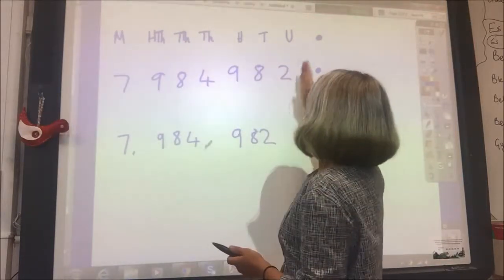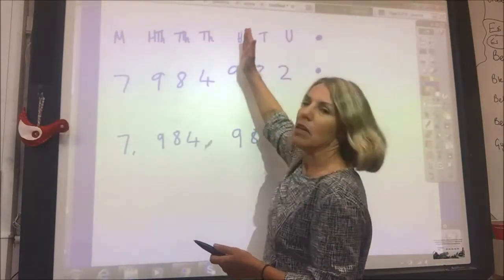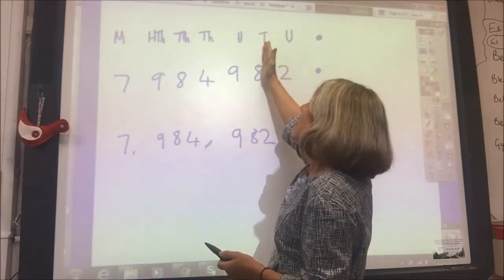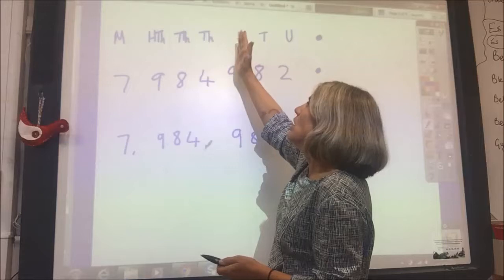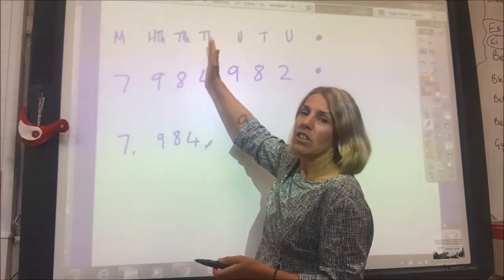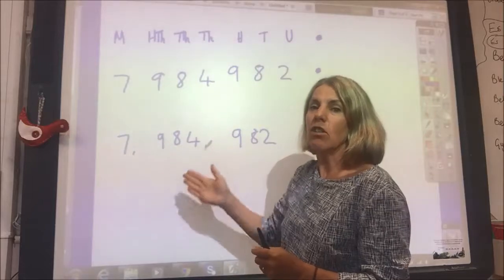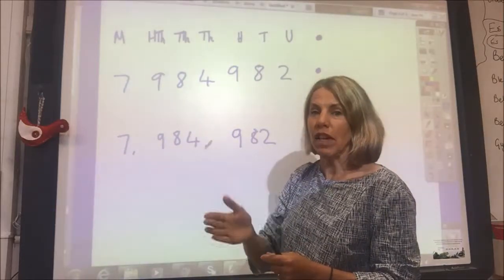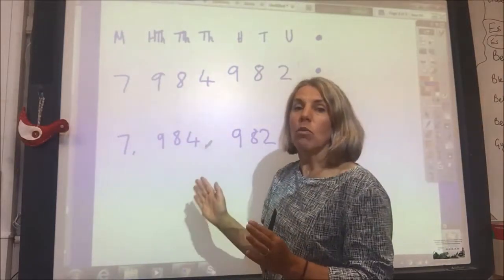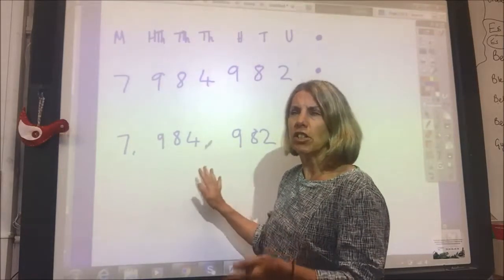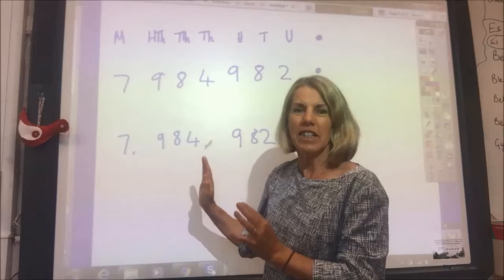Okay, so as we go up, each block gets bigger by a multiple of 10. So 10 units are 10, 10 tens are 100, 10 hundreds are 1,000, 10 thousands are 10,000, and so on. So each column gets bigger by a multiple of 10. Each digit within a larger number does its own job.